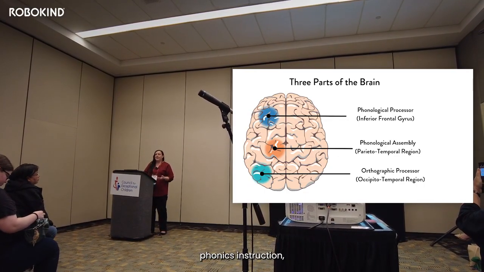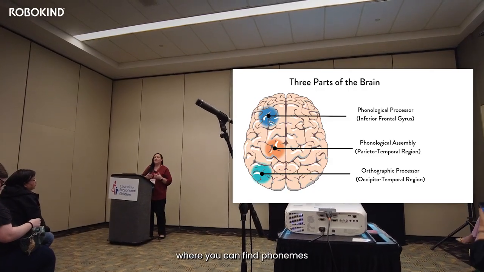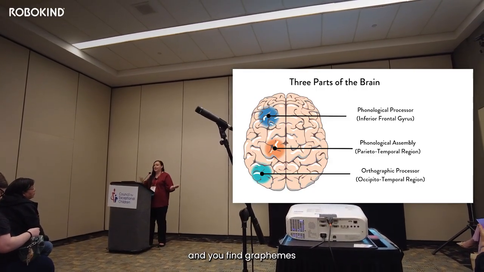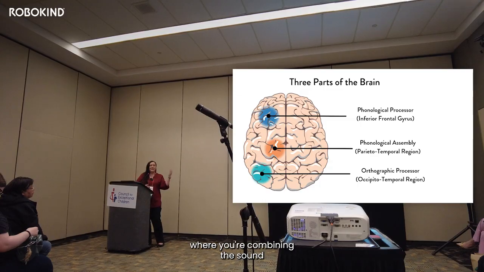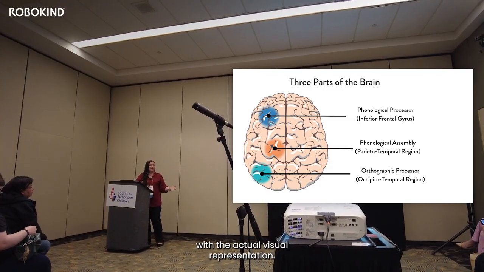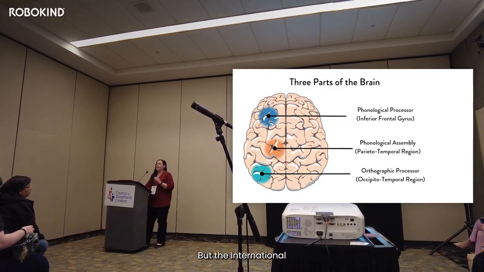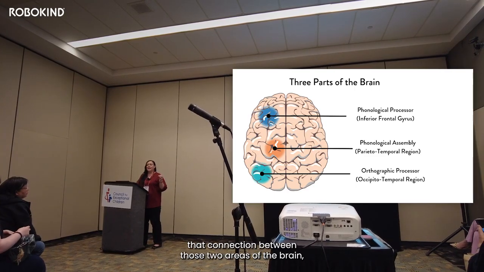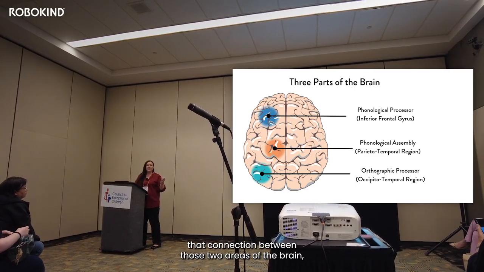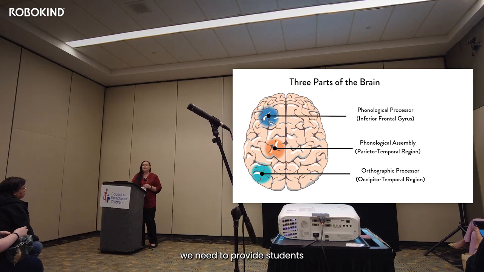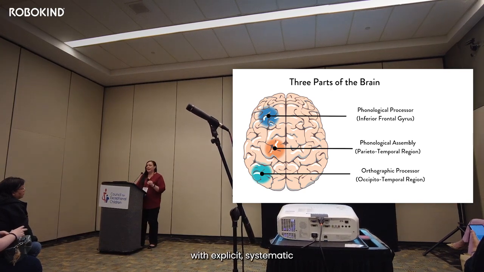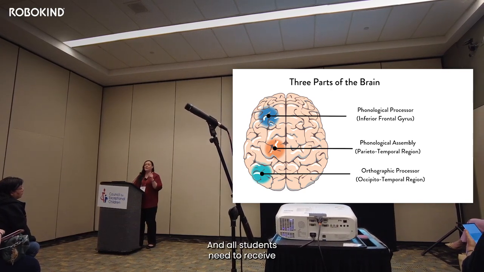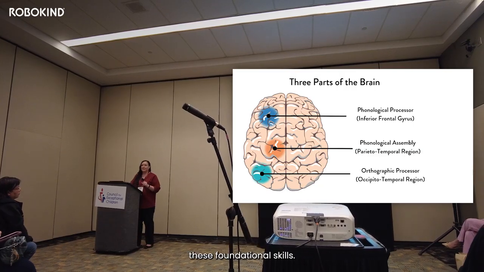But the third part, we have seen with research when you scan the brain, doesn't get activated until we have phonics instruction, where you connect phonemes and graphemes, providing the sound with the actual visual representation. The International Dyslexia Association says that to make that connection between those 2 areas of the brain, we need to provide students with explicit, systematic phonics instruction, and all students need to receive these foundational skills.